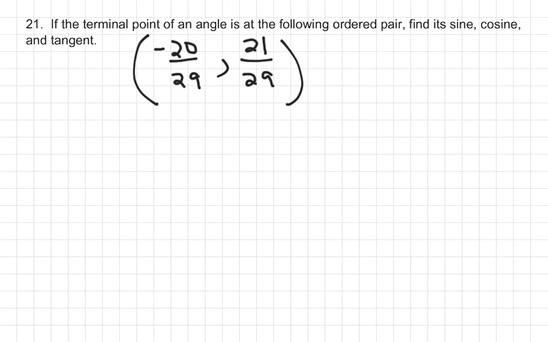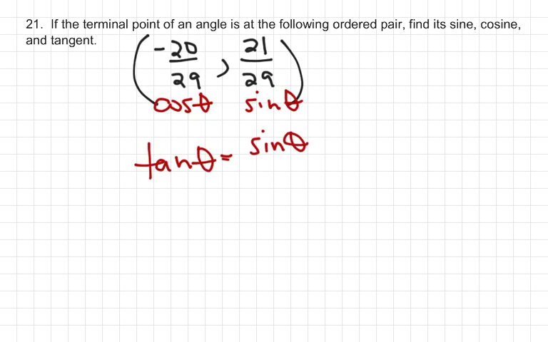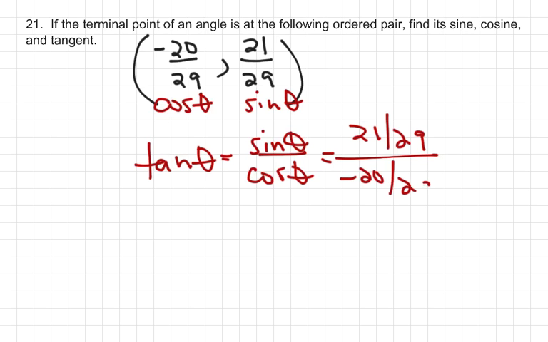Number 21. If the terminal point of an angle is at the following ordered pair, find its sine, cosine, and tangent. Well, if this is the terminal point, then I know that this is the cosine of theta and this is the sine of theta. The only other thing I need to find is the tangent of theta. Remember, tangent is sine over cosine. So sine over cosine, and these go away and you're left with negative 21 over 20 as its tangent.